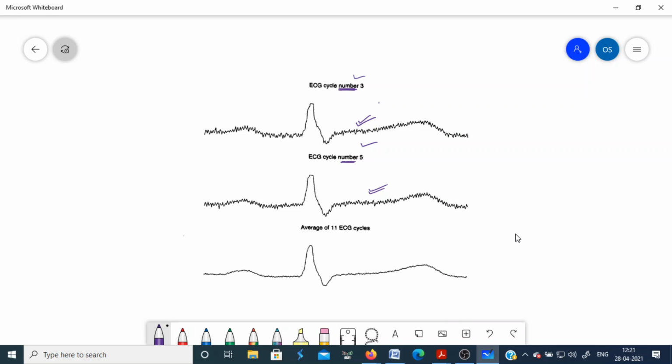If you simply add them together, you will get an average of 11 cycles, which is a clean ECG signal. The random noise is basically cancelled from the signal if you have multiple copies of the same process measured at different intervals of time. This is how synchronized averaging works.